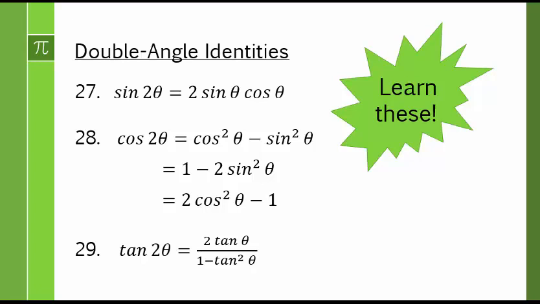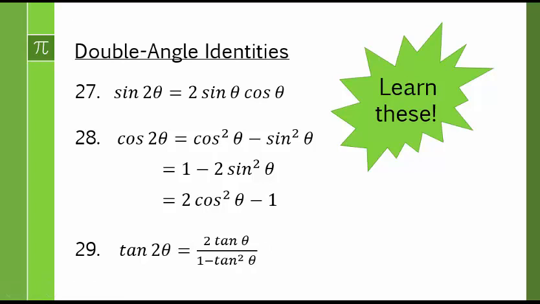A few things you should note. At some point, you will be asked, by verifying an identity, that the sine of 2 theta equals 2 sine theta cosine theta, or any of the double angle identities for the cosine or the tangent of 2 theta. I'll give you a hint. These can be done using sum and difference formulas.